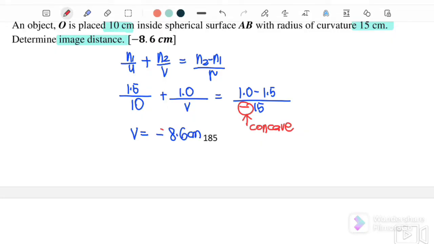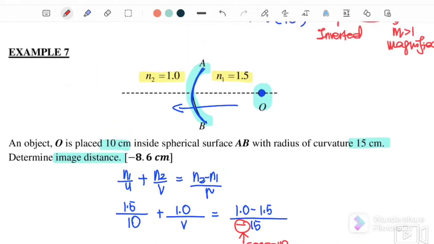Negative here indicates that this is actually a virtual image. A virtual image will form on the same side as the object, at here. This is the image formed, where the distance here is 8.6 cm. Just now our u here is actually 10 cm. So it will form on the same side as the object. This is the reflected surface.